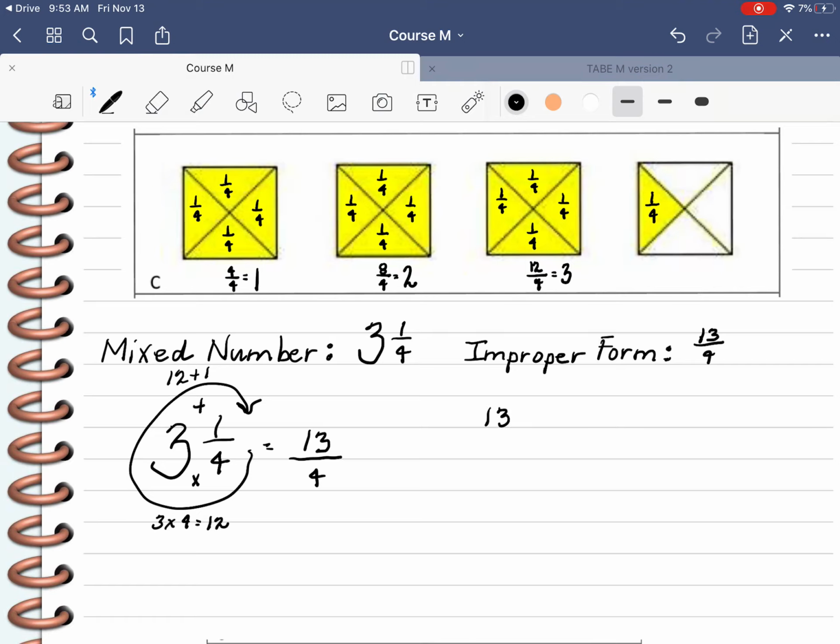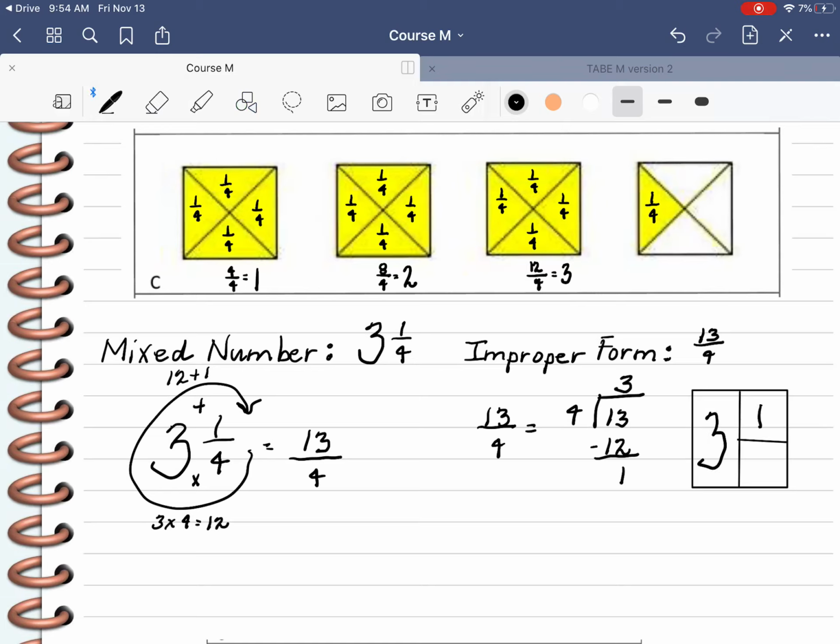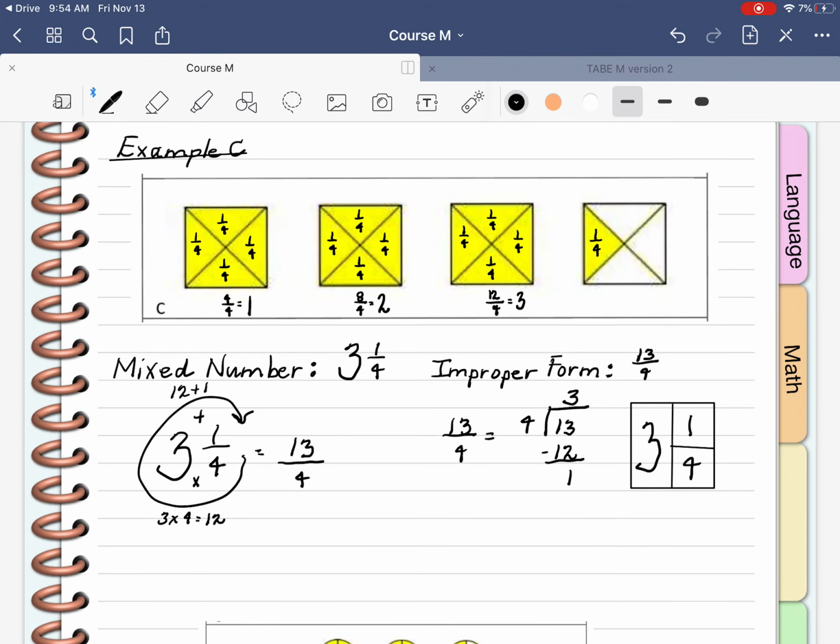To make this a mixed number, we have to QRD the improper fraction. So we do 13 divided by 4. That's going to go 3 times, and that's going to be a remainder of 1. So QRD, that's quotient, remainder, divisor. Quotient, remainder, divisor. 3 1/4. So these two numbers are in fact related correctly.